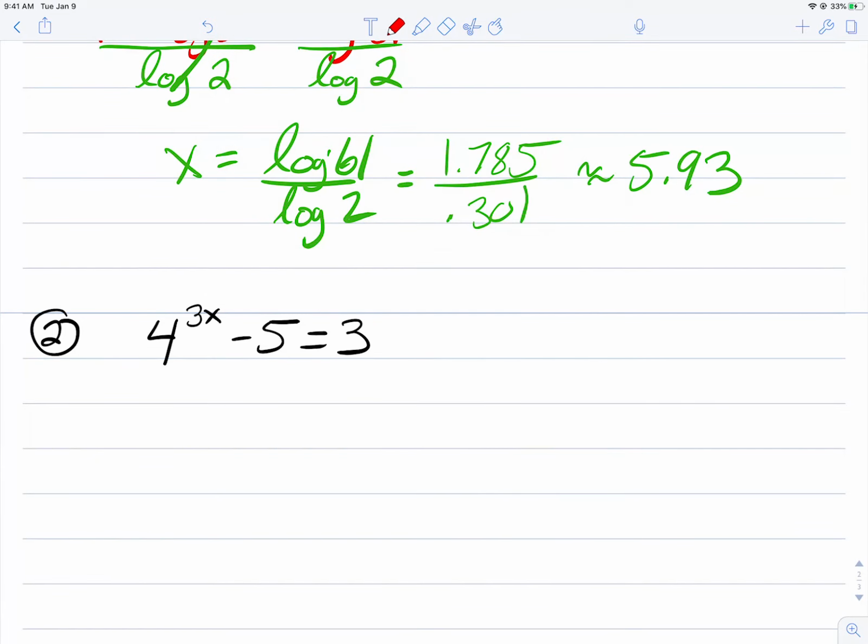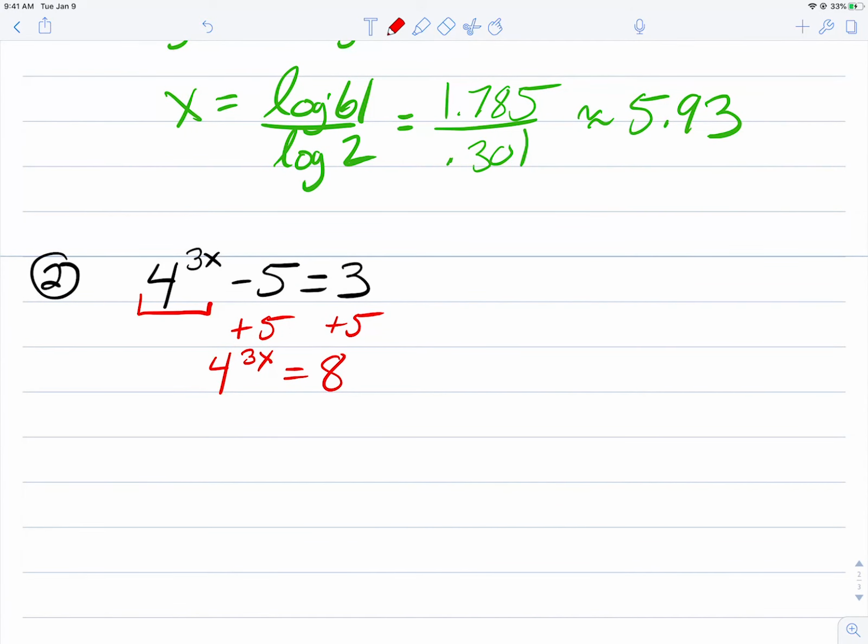So problem number 2. First of all, we do not have the exponential part of the equation by itself. If you have that, you first need to get it by itself. There's a -5, so I'm going to add 5 to both sides. So we have 4 to the 3x equals 8. For this one, we could come up with a common base, but I'm just going to be lazy and not do that.